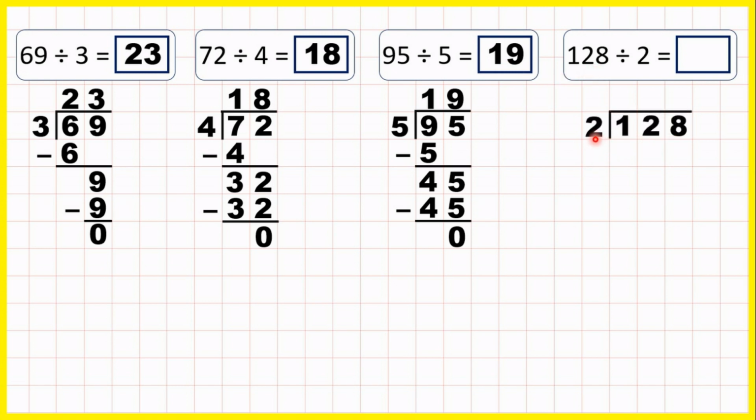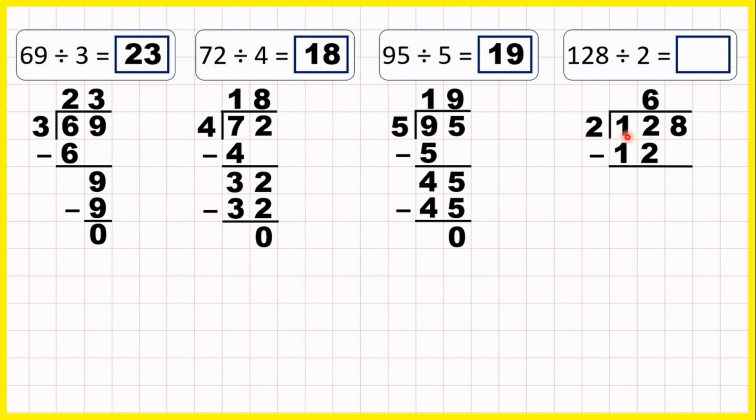128 divided by 2. Well, if we look at the first digit, 1 is less than 2, and when this happens, we can take the first 2 digits together. So we can divide 12 by 2. And the reason for that isn't because we have a 3-digit number. It's because when we look at our first digit, it's less than the divisor. So let's start with 12 divided by 2. Well, 12 is in the 2 times table, so we can write 12 underneath. And because 12 is 6 times 2, we can write 6 in our answer line.